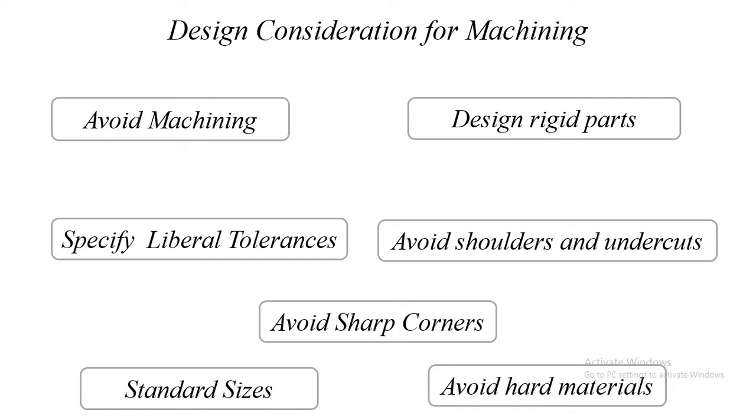machining operations. Components with thin walls and webs should not be used as they cannot withstand stresses caused by forces of different machining operations. Shoulders and undercuts should be avoided as it increases the cost and requires special tools. It is found that it is difficult to machine hard materials, hence they should also be avoided.